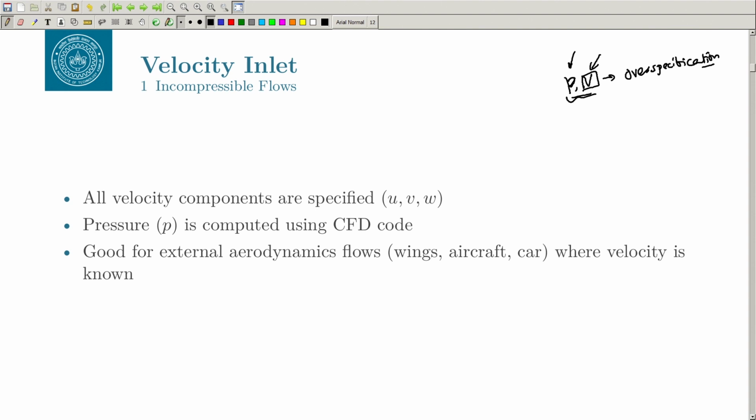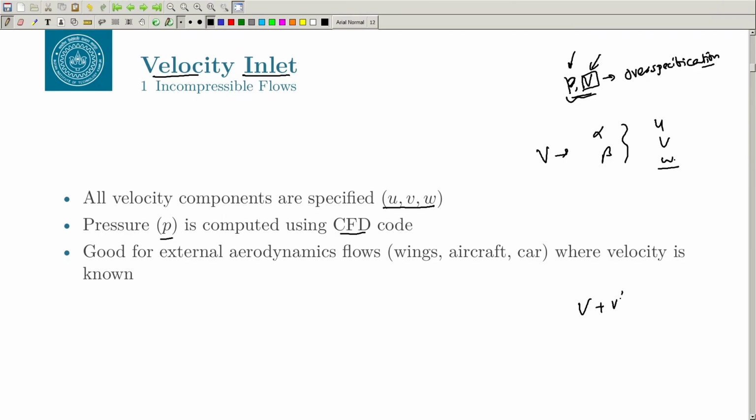So, in the velocity inlet, if you know the velocity, then you can just provide it there, but in many cases you do not know the velocity. If by some means you do know it, you can give the velocity magnitude and the angles, maybe alpha and beta, which will be used to calculate u, v and w, the three components. That is the only thing you need to specify, and you get the pressure from the CFD code. Now, this is used only in incompressible codes.